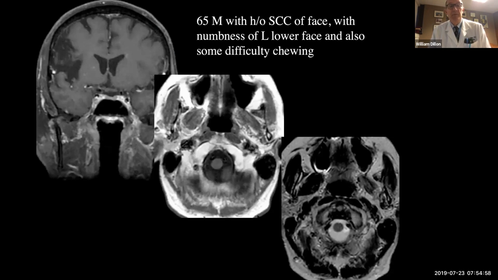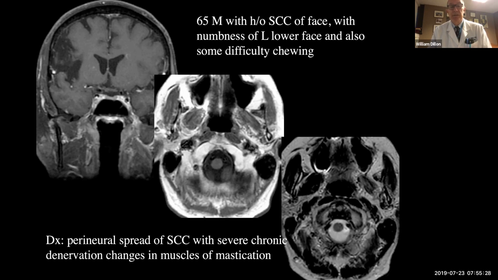Here's just another example of squamous carcinoma of the face, and this patient who had a prior stroke has atrophy of the muscles of mastication on the left. You can see that very clearly on CT or MR, in this case a T2-weighted MR. And when we see this, we look carefully and we find that there's squamous cancer that has been growing along the V3 branch of the trigeminal nerve. Patient presented with numbness of the lower face and some difficulty chewing because of muscles of mastication. So perineural spread of squamous cancer or of melanoma can give rise to these appearances.